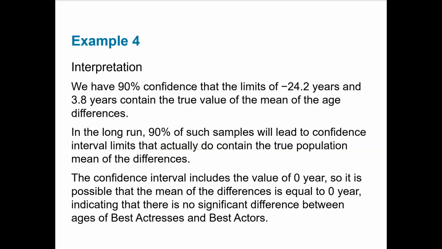So we have a 95% confidence that the limits of negative 24.2 years and 3.8 years contains the true value of the mean of the age differences. And in the long run, 90% of such samples will lead to confidence intervals that actually do contain the true population mean. And because the confidence interval includes the value of 0 years, it is possible that the mean of the difference is equal to 0, indicating that there is no significant difference.